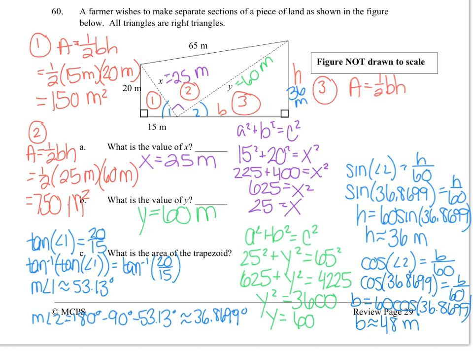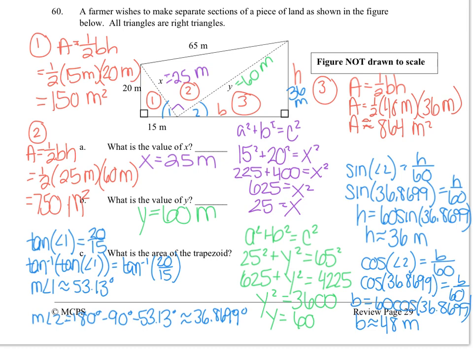So going back to my original find the area of section 3, the area is going to be 1/2 base, which is 48 meters, times my height of 36 meters. And this is going to give me an area of approximately, so I actually should put my approximate signs since these are rounded, 864 meters squared.